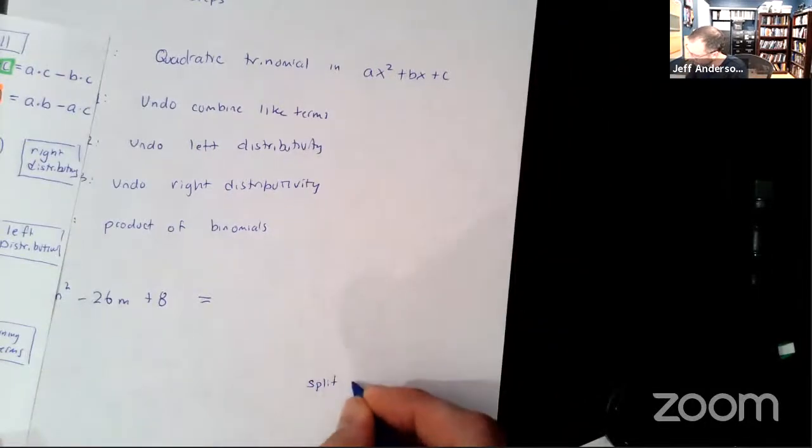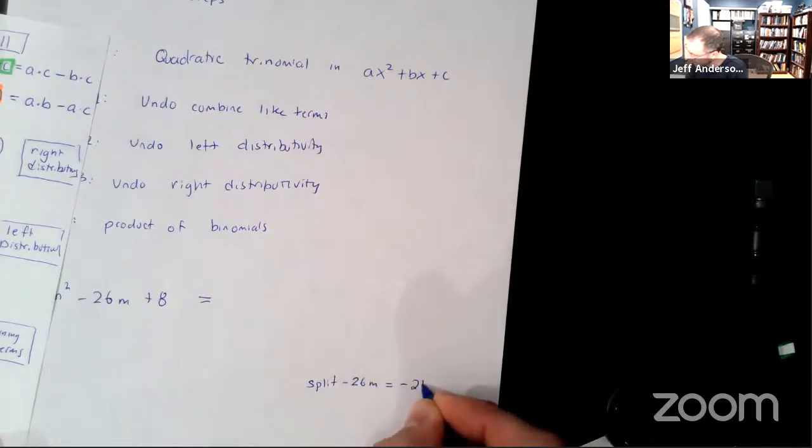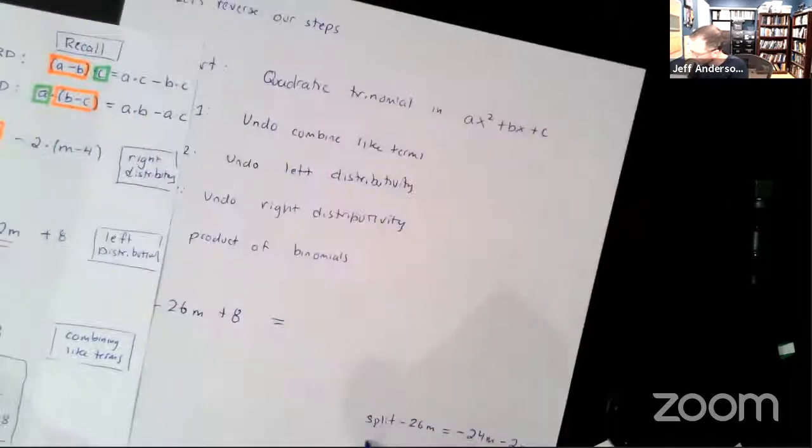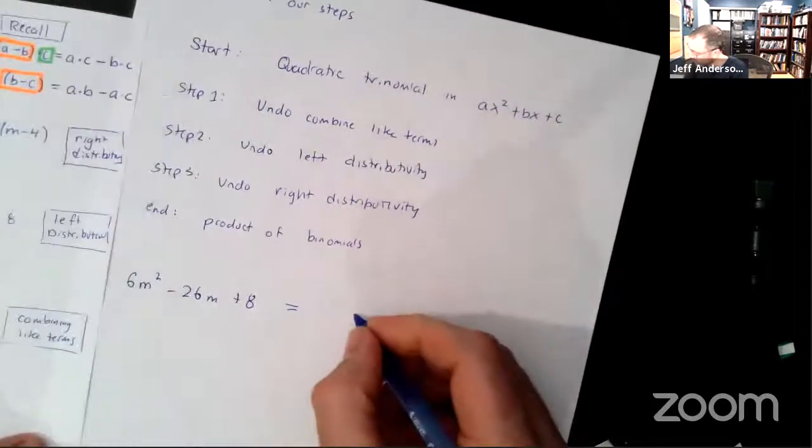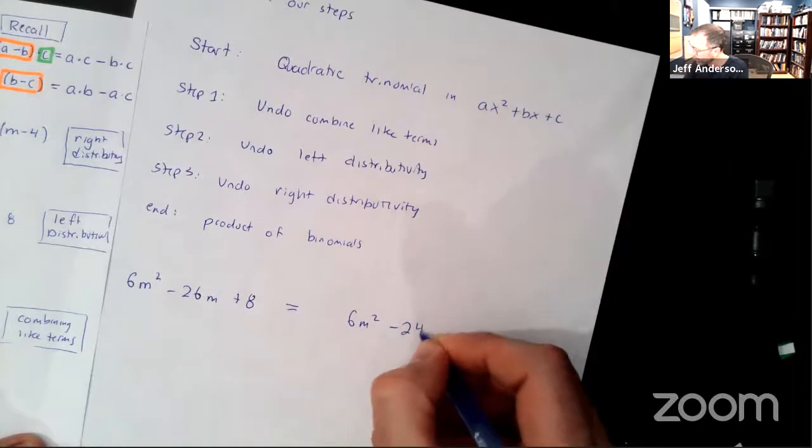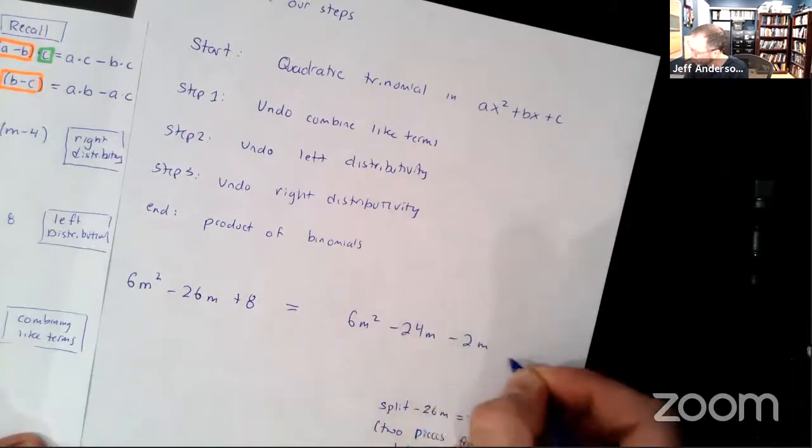Split negative 26m equals negative 24m minus 2m. The two pieces from combine like terms. Okay, so now this would be 6m squared minus 24m minus 2m plus 8. Okay.